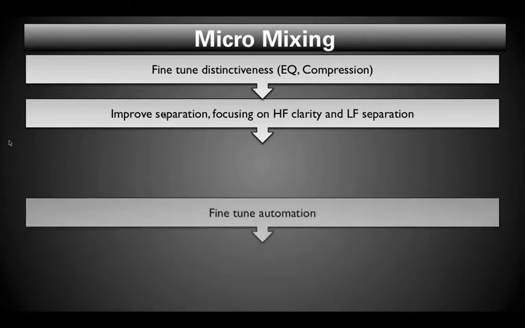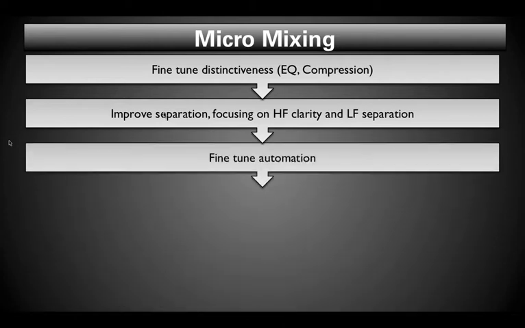Now, automation fine-tuning is a very big one because most engineers will spend almost a third of their mix time on automating different things. And we will discuss this a little bit later on, what the purpose of bringing in and out certain instruments during the mix is. But most importantly, the vocal has to be absolutely perfectly automated through the song so it is even and fits right on top of the track.